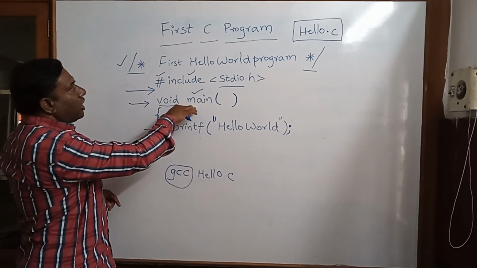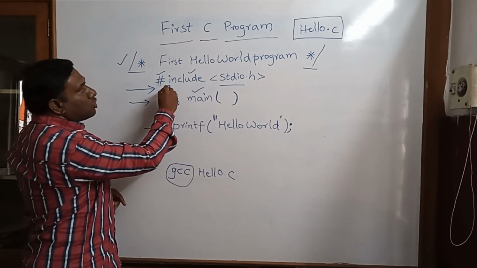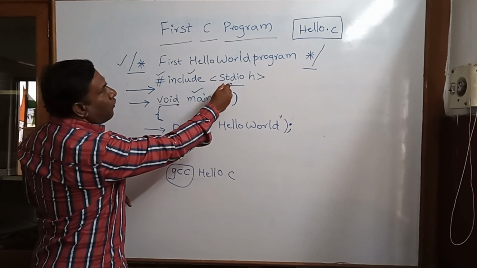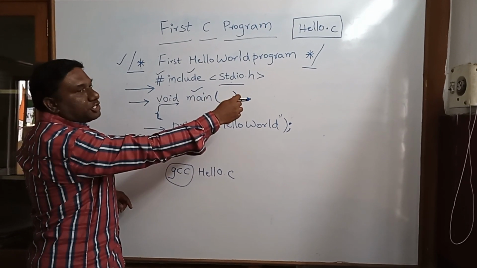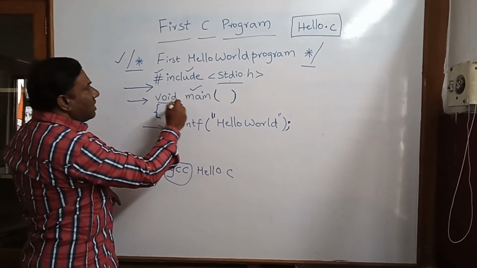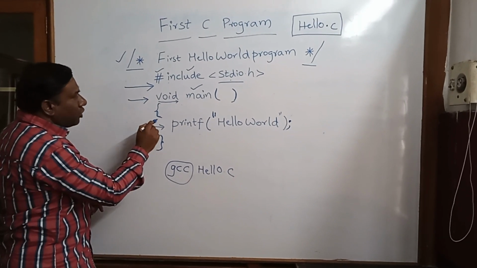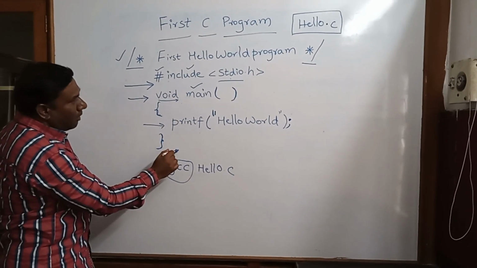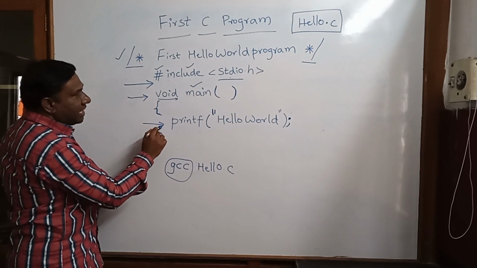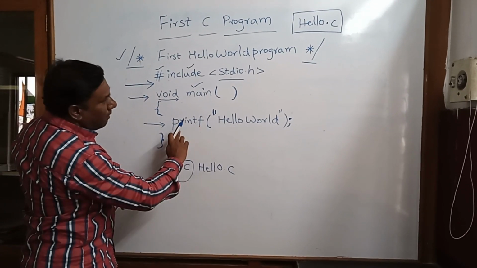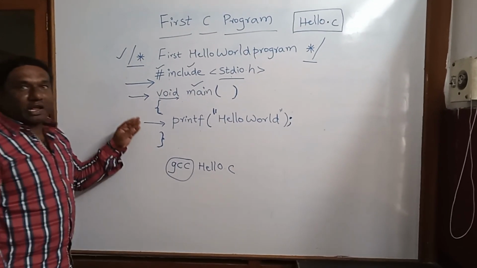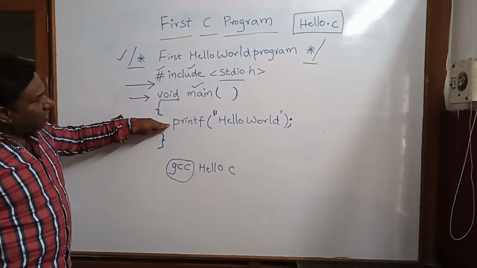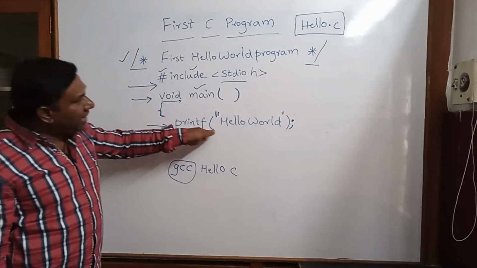Then it will see the include section, so it will include this particular header file in your program. After that, it will start executing the statements present in your main function. Here, if you can see, there is only one statement, printf hello world. Your compiler will come here and execute this statement. It will print hello world.